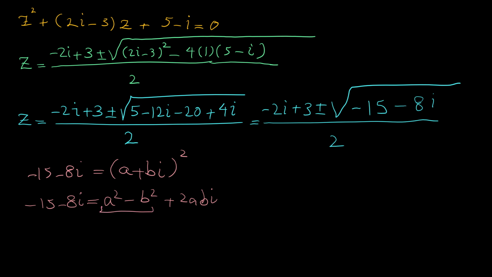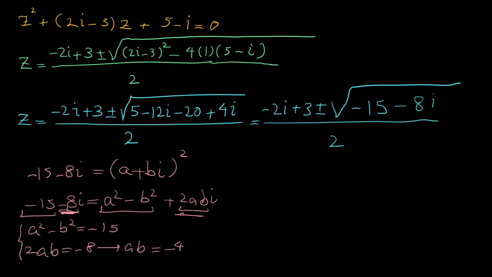Now the real part should be equal to the real part, and the imaginary part should be equal to the imaginary part. So basically a squared minus b squared should be equal to negative 15, and 2ab should be equal to negative 8, which means that ab equals negative 4. Guess two numbers whose product is negative 4. If you think about those numbers, they can be either 2 and negative 2, or 1 and negative 4.